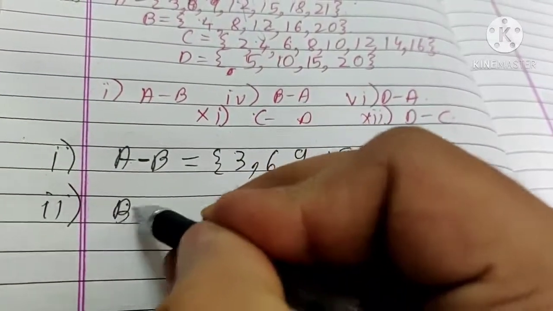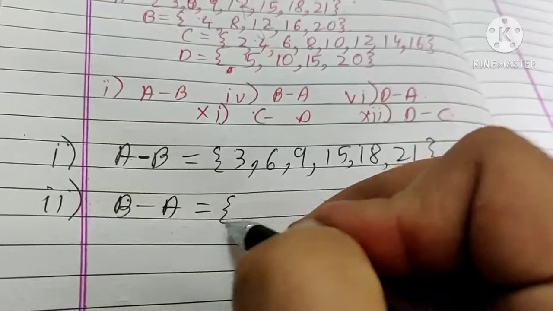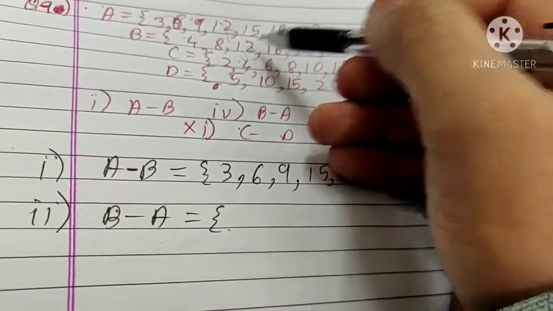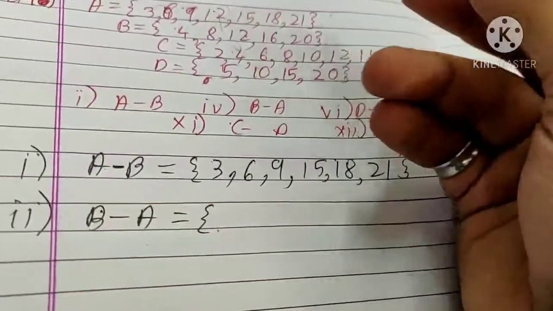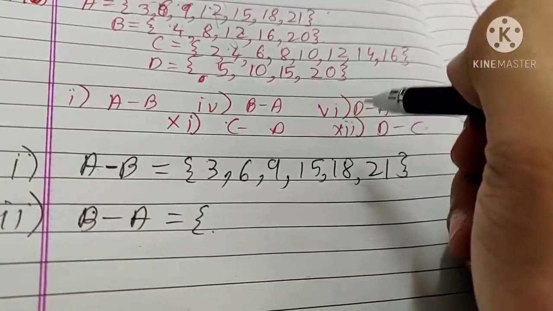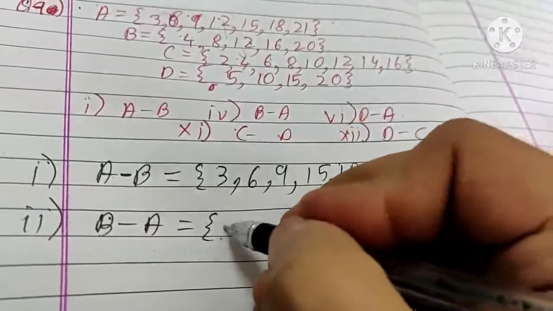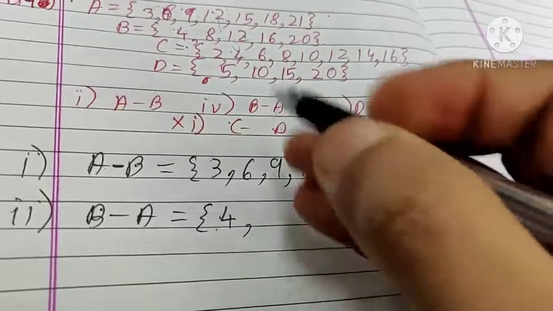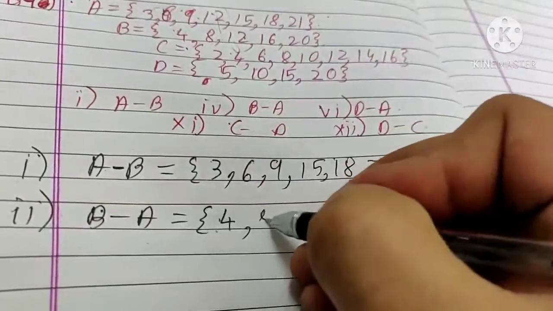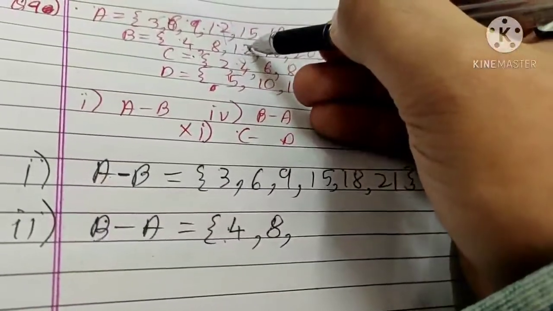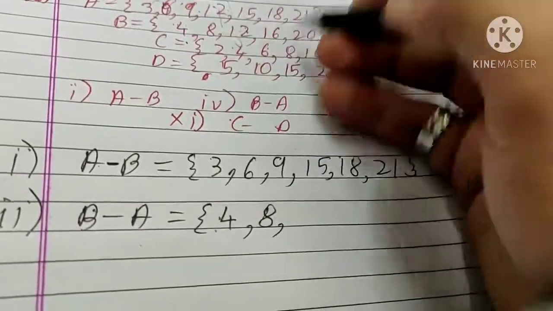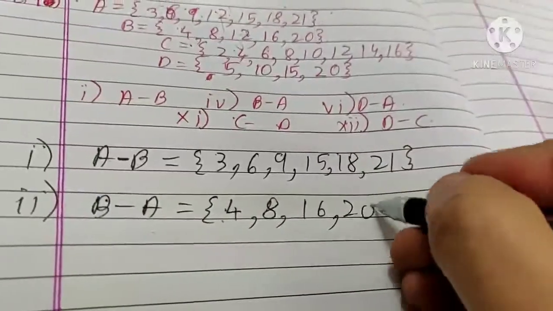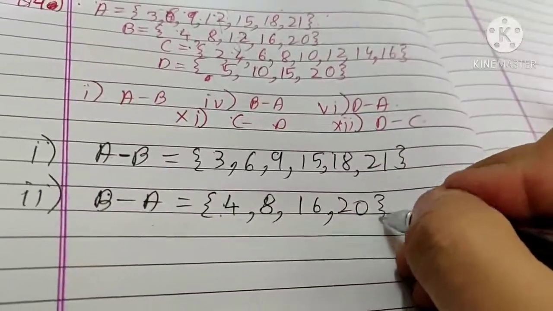Second is B minus A. So B minus A, taking elements of B that are not in A. 4 is in B but not in A. 8 is here, 8 is not here in A. 12 is here but 12 is also here, so 12 and 12 are cancelled. 16 is here but not in A. 20 is here but not in set A. So this.